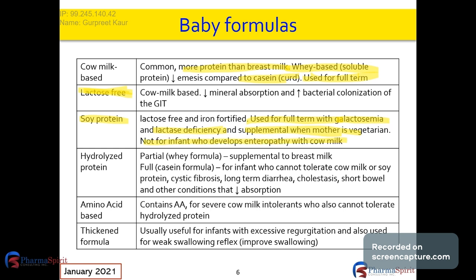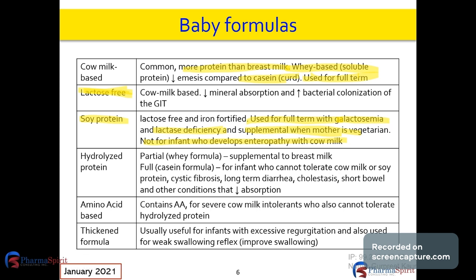And soy protein formula is not for infants who develop enteropathy with cow milk. What does that mean? As we mentioned before, cow milk can be heavy on the GIT of the baby, and the baby may not be able to digest the cow milk, and as a result, the baby will have gas, get fussy, have abdominal cramps. Switching the baby from cow milk to soy will not help. 30 to 60% of babies who develop gastroenteropathy when they use the cow milk formula will develop gastroenteropathy when they take the soy protein formula because soy protein also has lots of protein, and the baby may have the same problem digesting the protein.